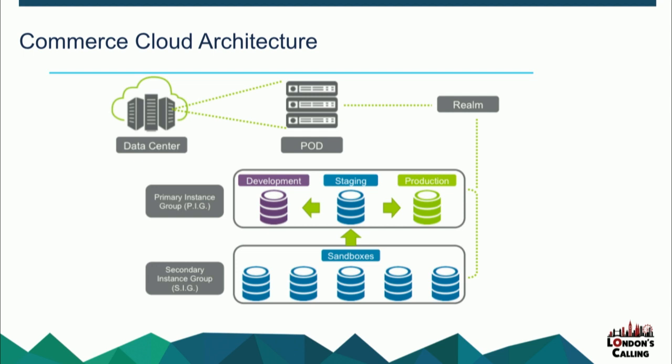Then you have a concept of realms. Realm is basically an equivalent of a Salesforce org. It's a logical abstraction for a customer. Then you have these servers, which we call the primary instance group and secondary instance group. Primary includes your production server, your staging server, which is used to enrich data, and your development server, which is kind of a misnomer because this is used for things like user acceptance testing. And then you have sandboxes where developers typically build functionality.